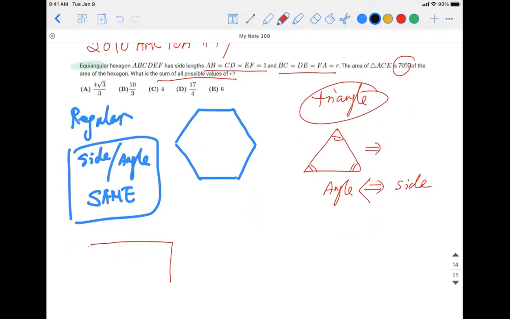Let's say a rectangle: the angles are the same, but the sides are not the same. I can also create a diamond shape, a rhombus, where I can make sure all the sides are the same, but the angles are not the same. So this is very important from the polygon perspective: angles being the same and sides being the same are totally independent. They're not touching each other. So that's the reason the question says we have an equiangular hexagon.